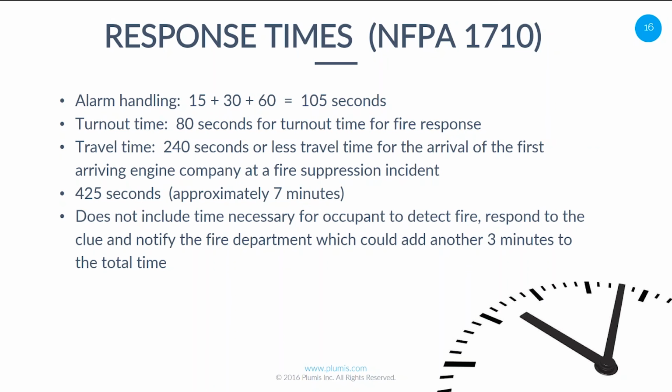1710 puts a maximum of 105 seconds on the books for that activity. Then we get turnout time, and that's for the department to actually come in service. So we've got another 80 seconds on the table for the turnout time. Our travel time, 240 seconds or less for the arrival of the first arriving engine company at a fire suppression incident. We also then start to look at how much has now accumulated between the alarm handling, the turnout time, and the actual travel time.